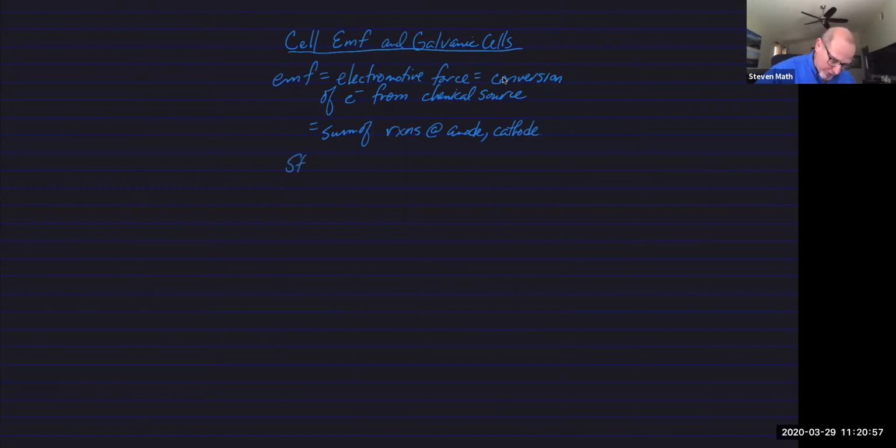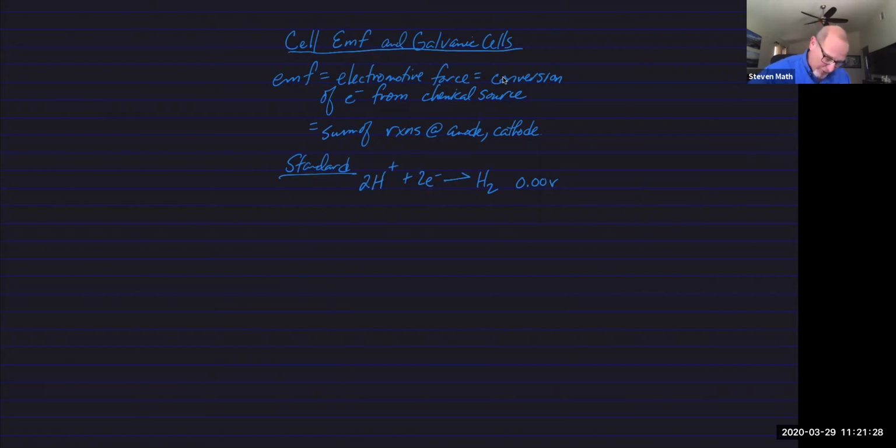The standard for this, and there's a chart of these. I believe I have it posted in Canvas. You can look them up on the web. They're very simple to find. These are always written in terms of reduction. So in this case, we have 2 H+ plus 2 electrons going to H2. This is called a standard hydrogen electrode. It has 0.00 volts. That's by definition what zero is.